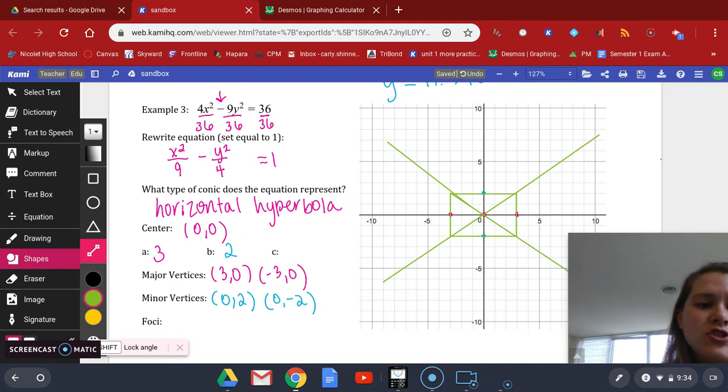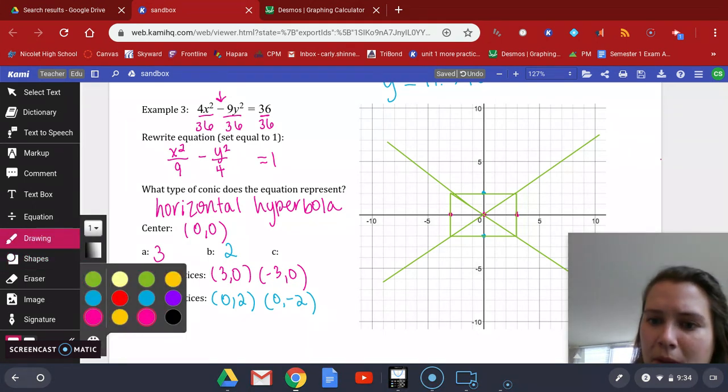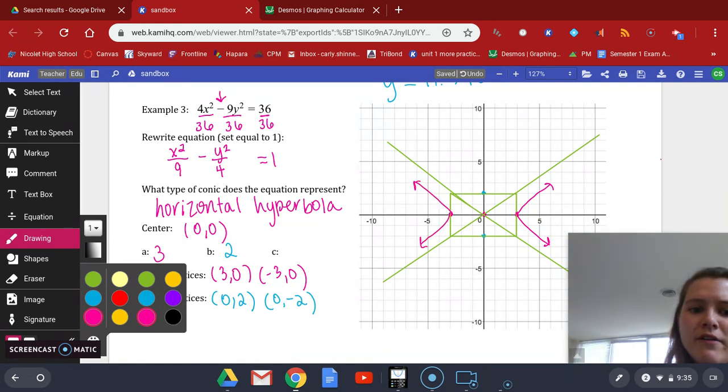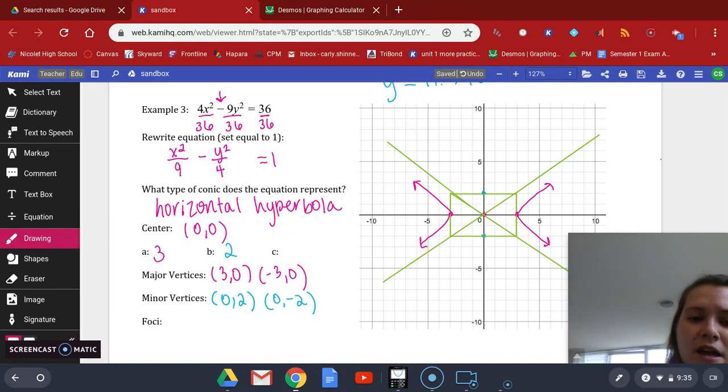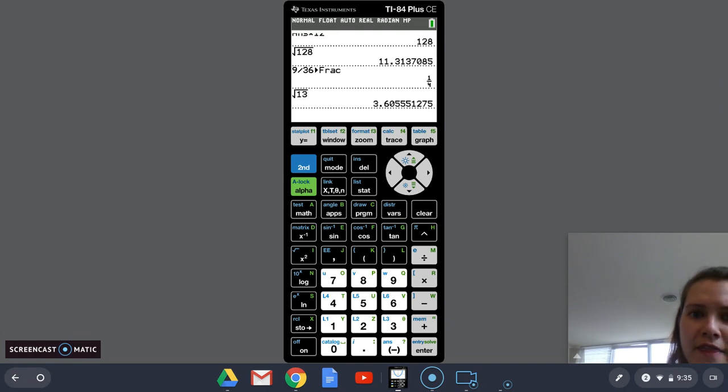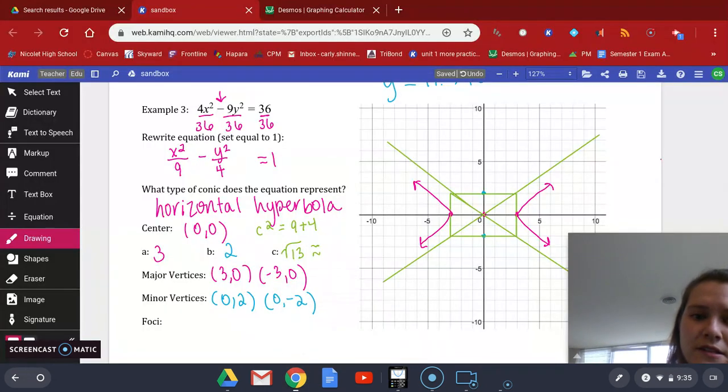All righty, so let's draw in my horizontal hyperbola here. There it is. And last but not least, let's solve for my foci. So c squared would equal 9 plus 4. That would give me root 13, and that is about 3.6 for my C value.